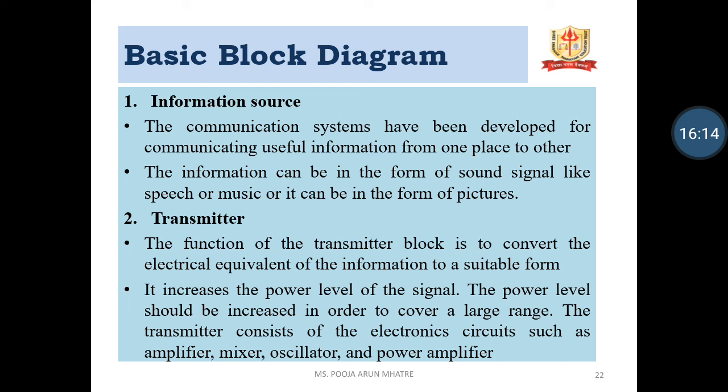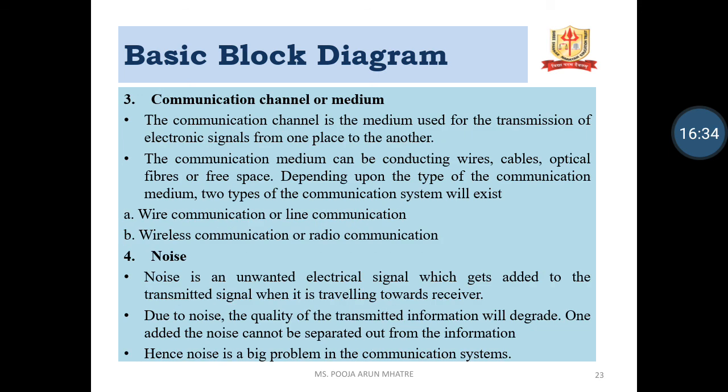Second one is the transmitter. The function of the transmitter block is to convert the electrical equivalent of the information to a suitable form. It increases the power level of the signal. The power level should be increased in order to cover a large range. The transmitter consists of electronic circuits such as amplifier, mixer, oscillator and power amplifier.